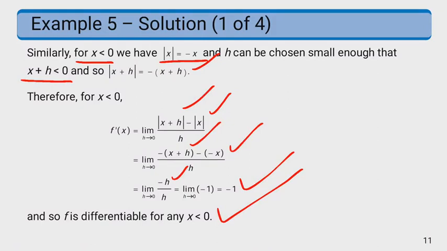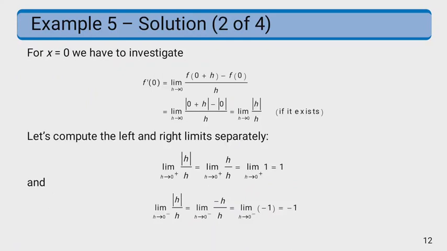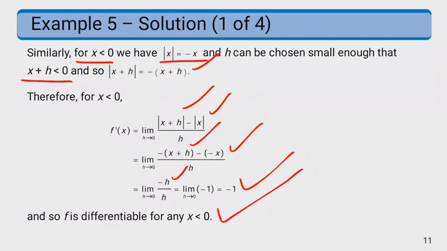But there's still a problem around 0. So we need to test, because we have tested when x is greater than 0, and now we have tested when x is less than 0. Let's test at 0 and see what happens. Let's investigate around 0. So when x is equal to 0, remember, previously we left it as x plus h, but now we know that x is 0, so we can straight away plug in 0.